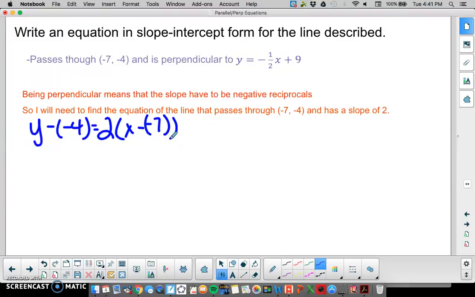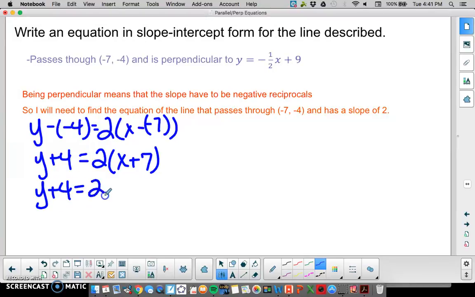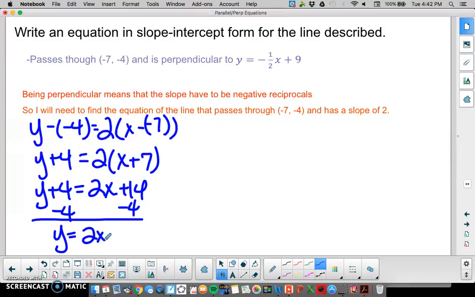So first I'm going to rewrite this where I don't have minus a negative. I'm going to rewrite that as y plus 4 equals 2 times x plus 7, because minus a negative turns those into a positive. Now I'm going to distribute the 2, so y plus 4 equals 2x plus 14, and then subtract 4.